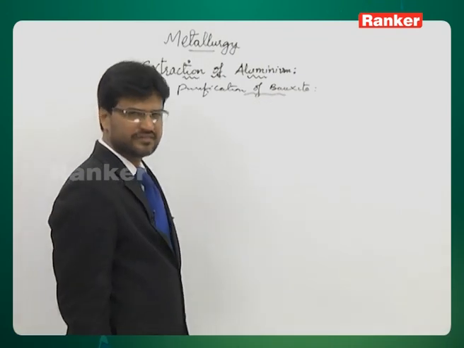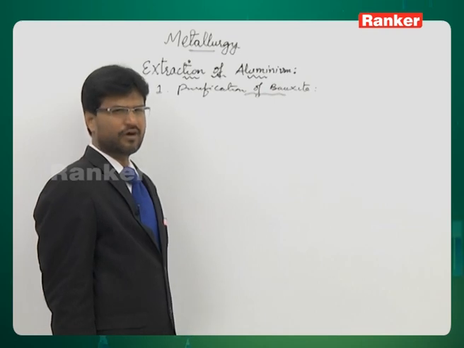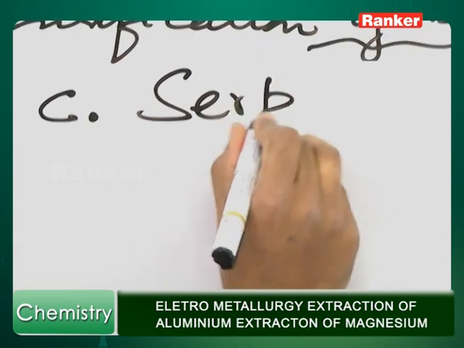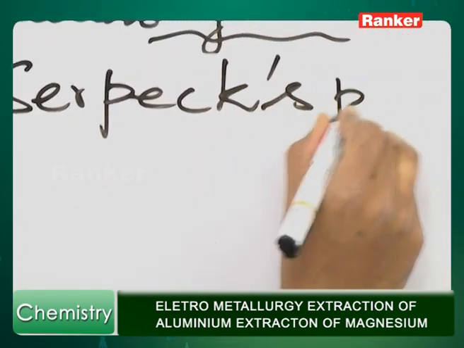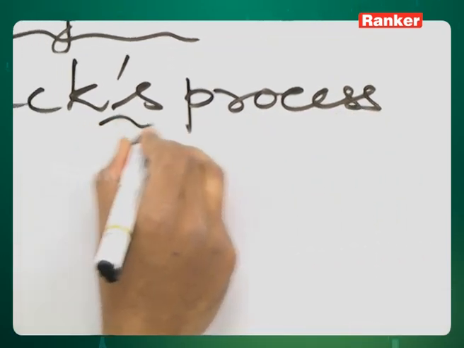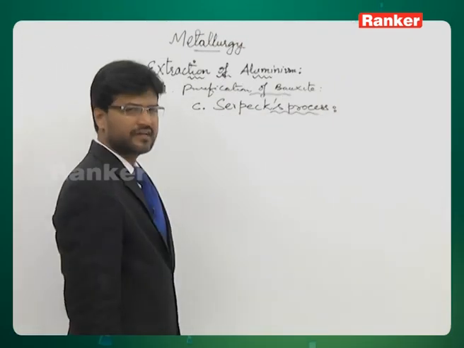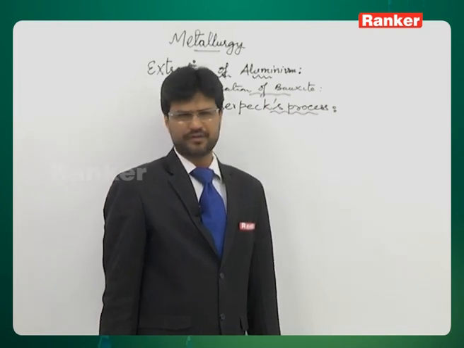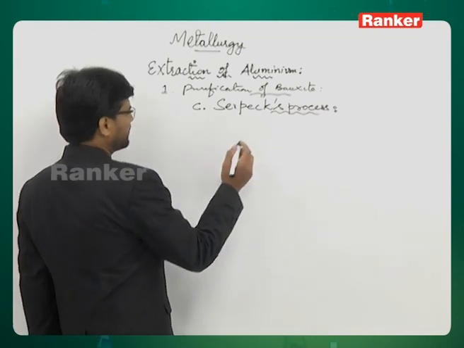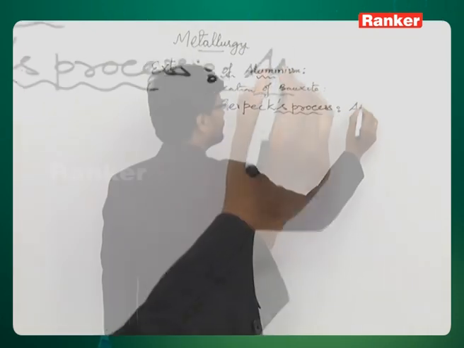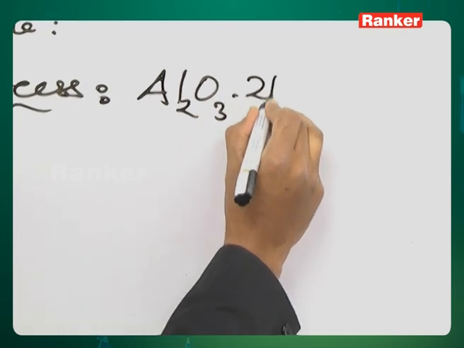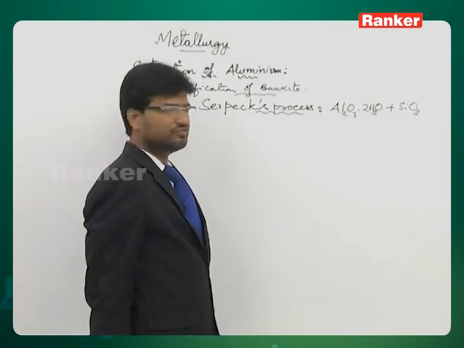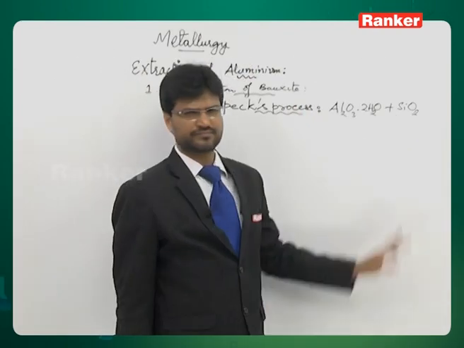The next method we are going to discuss regarding concentration of bauxite is Serpek's process. Serpek's process is meant for the purification of white bauxite. White bauxite consists of SiO2 impurity. Remember, what you have in your hand is Al2O3.2H2O, which is contaminated with SiO2. Our job is to get rid of SiO2.